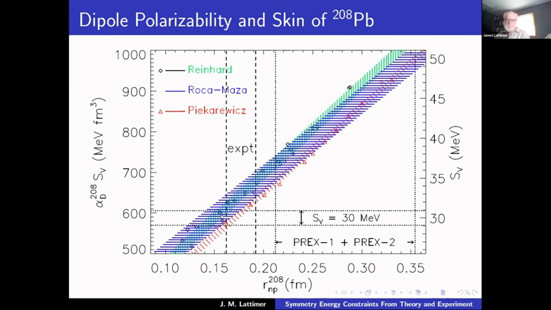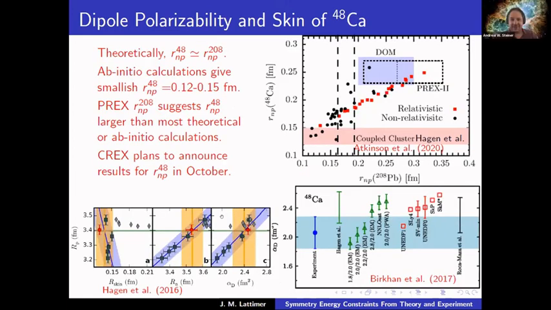And finally, we can look at calcium. Yep, this is the last slide. So we look forward to upcoming measurements that CREX is going to make of the skin thickness of calcium-48. The skin thickness of calcium-48 from all these different theoretical calculations is roughly the same as that of lead-208, in spite of the fact that it's a much smaller nucleus. It's not exactly a linear correlation, and the slope isn't 1, but it's not far from that.